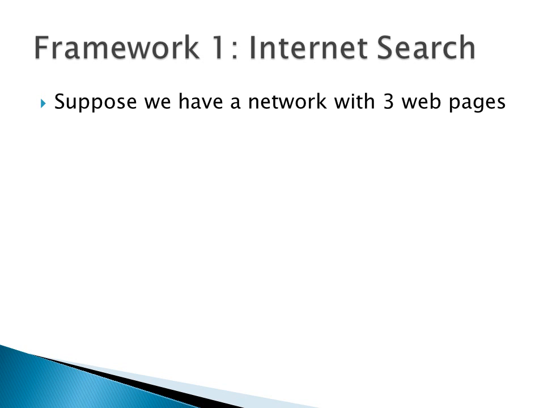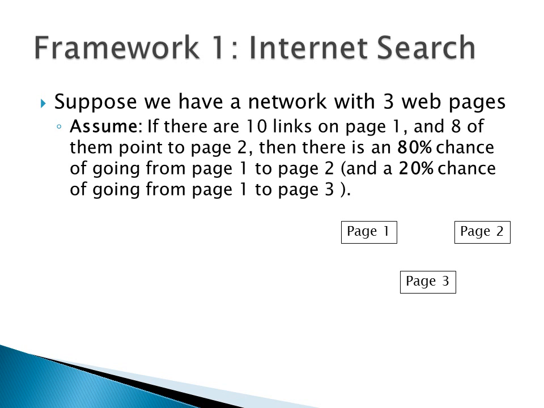Now we're just going to look at a very simple example to begin with. Suppose we have a network with 3 web pages. And if there are 10 links on page 1 and 8 of them point to page 2, there's an 80% chance of going from page 1 to page 2 and a 20% chance of going from page 1 to page 3. And here's our transition diagram.